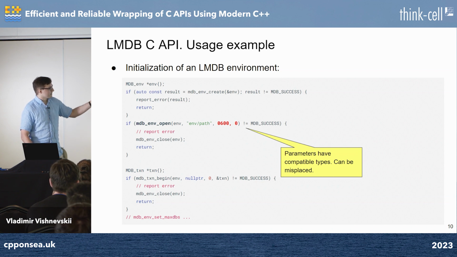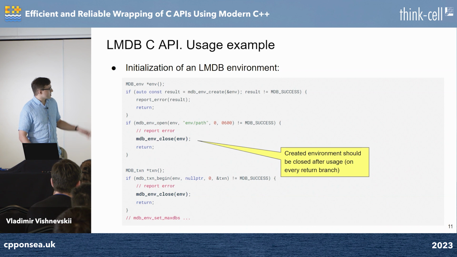By the way, this is by no means any kind of criticism of the C API, because this is just the reality of the C language. It's not about the design of a specific API. Generally, if it does not work, we need to close the environment because we need to release those resources that were allocated for us. We need to do this on every return branch.